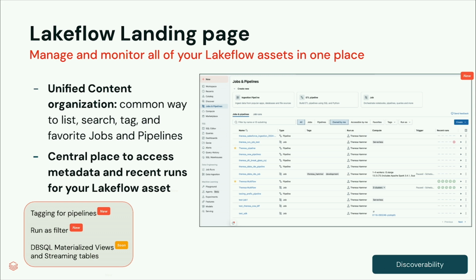So the name, the runners, the owner, some compute information, the last recent 5 runs, to get a little bit of an overview. And also what's really big here is that if you're using DB-SQL materialized views and streaming tables, we've heard a lot of feedback that there's a need for better observability. This will also be coming soon.